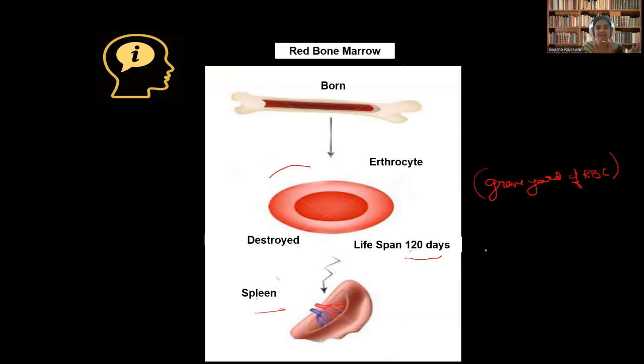So there may be a question saying: name the organ which helps in the formation of RBC as well as in the destruction of RBC. It is the spleen. In the embryonic development, it helps in the formation of RBC, whereas in the adult, it helps in the destruction of RBCs. So we know that RBCs are formed in the red bone marrow, and they are destroyed in the spleen, and the lifespan of the RBC is about 120 days.